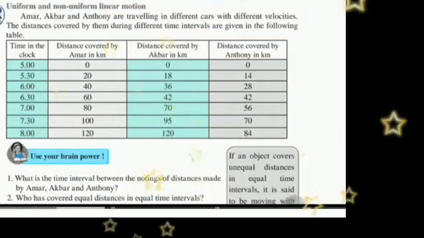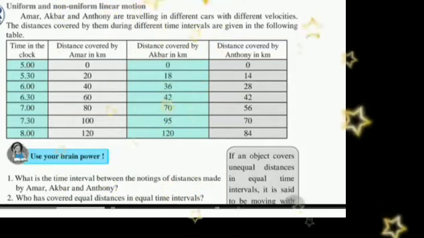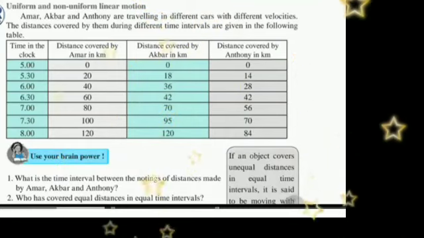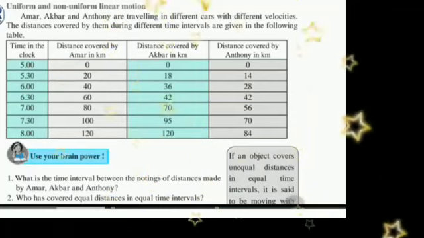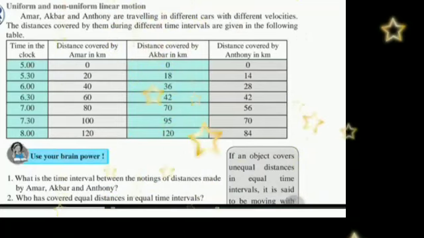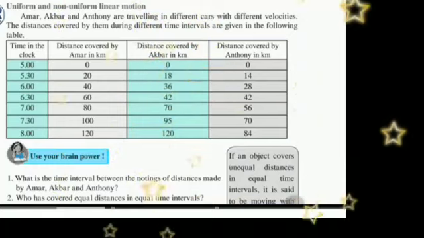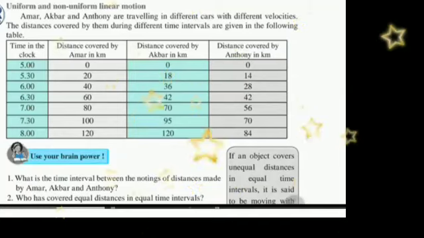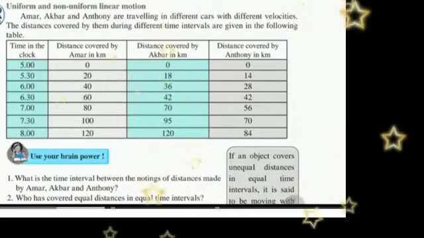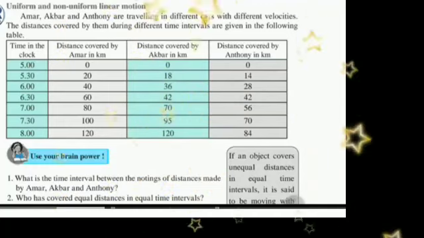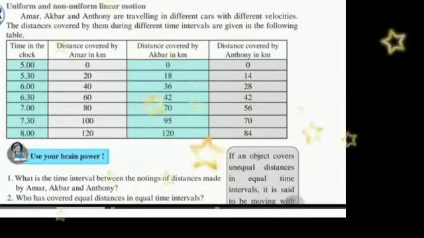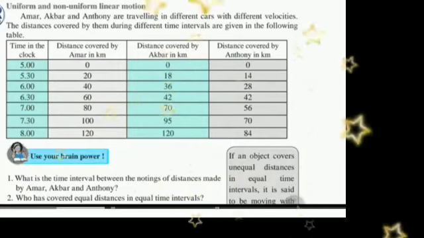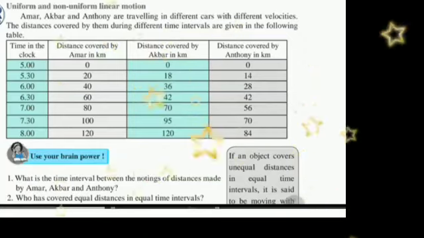Now Amar covered distance: at 5 o'clock he covers 0 kilometers. Then after a half hour he covers 20 kilometers. Then in the next half hour 40 kilometers. Then the next half hour 60 kilometers. Like that he covered distance, but the distance is equal. In every half hour he covered 20 kilometers. So he covered equal distance in equal time intervals, and this is the uniform linear motion.